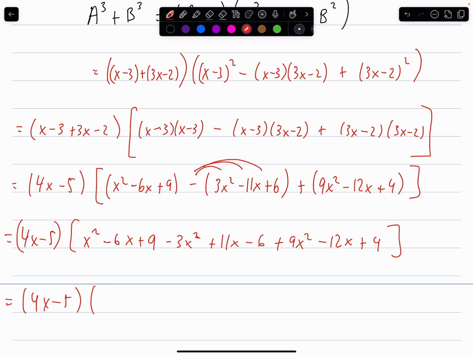So we got x squared, minus 3x squared, and 9x squared. So what does that give us? Negative 2x squared plus 9x squared is 7x squared. Then let's go to the next one. We have negative 6x, 11x, and negative 12x. So negative 6x plus 11x is 5x, minus 12x is negative 7x. And then let's go to the next one, which you have the 9, negative 6, and 4. So 9 minus 6 is 3, plus 4 is 7.